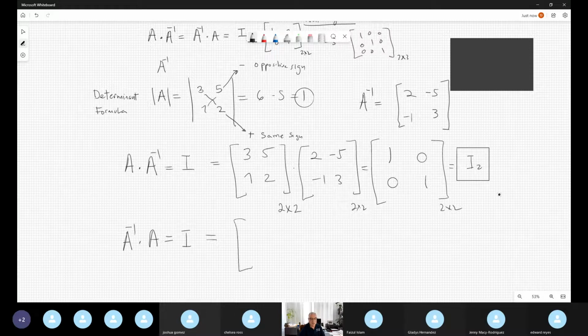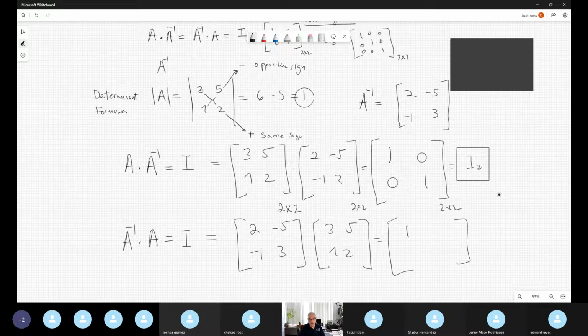Now let's do it in this order. 2, negative 5, negative 1, 3, times 3, 5, 1, 2. Okay, let's do it. It is 6 and negative 5, which is 1; 10 and negative 10 is 0; negative 3 and positive 3 is 0; and negative 5 and 6 is 1. It's again the identity matrix. Cool?